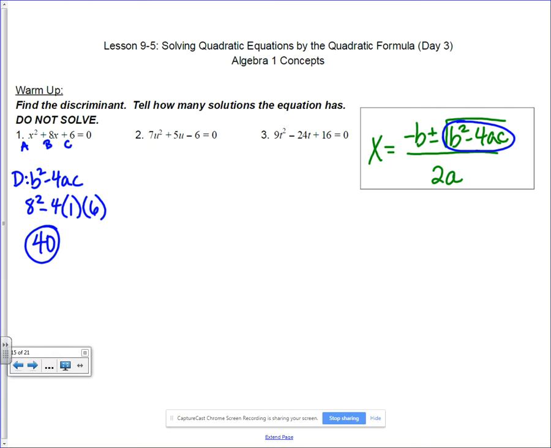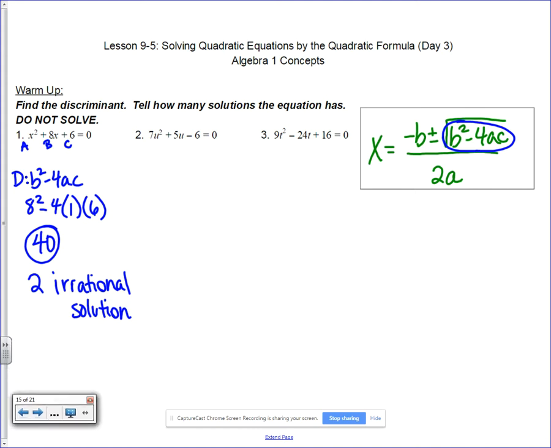How many solutions does this problem have if the discriminant is 40? 2, because it is positive, correct? What kind of solutions are they? Is this a perfect square? No. So 2 irrational solutions. Now I will say, I had about 3 people on their homework on Friday that put irregular solutions. I knew what you meant, but it is irrational. Again, I knew what you meant, but it's just not the right term.